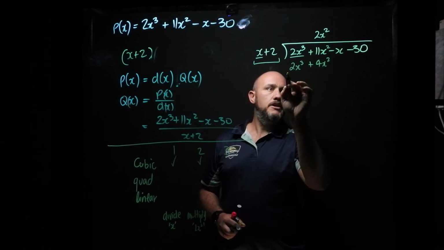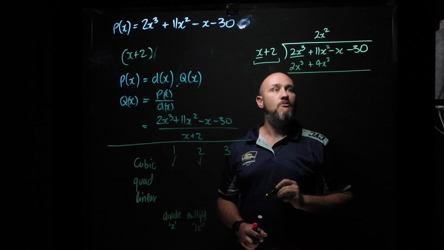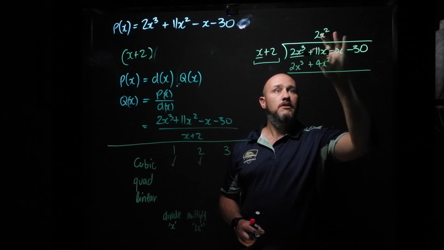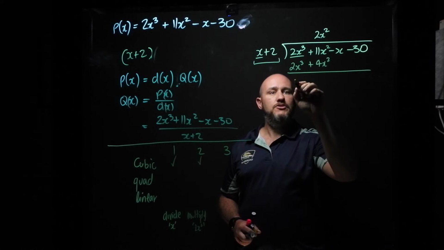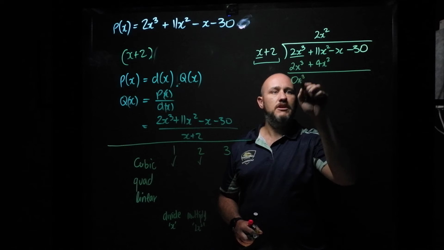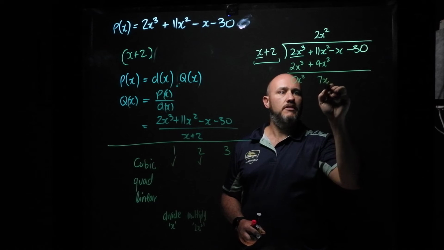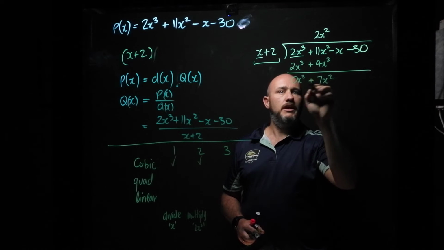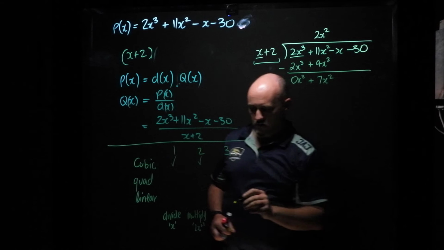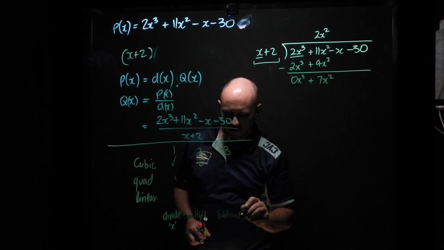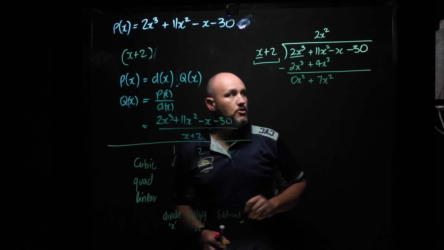Step 3 is to do a subtraction and see what my remainder is. So I've accounted for this now in that term. I want to see what's left over. Now these two cancel out to give me 0x cubed, so that's great. Now 11x squared minus 4x squared is 7x squared. So now we're doing a subtraction there. So we subtract. And that's my third step.